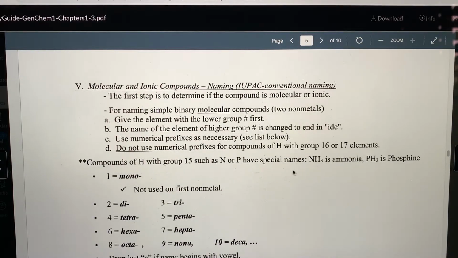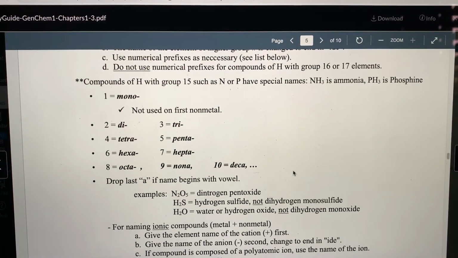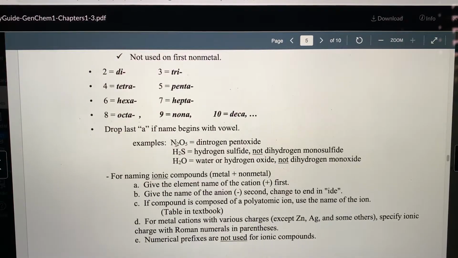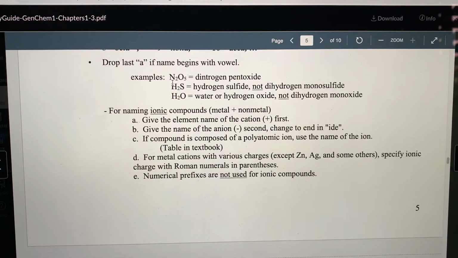So that's for molecular compounds. It's actually very straightforward. Prefixes for quantity, whatever comes first, you name first. And the lower group always goes first. You don't want to write O2C for CO2. CO2 is carbon dioxide. You write carbon first because group 14 is the lower group, and oxygen, group 16, the higher group, goes second. That's the trend.